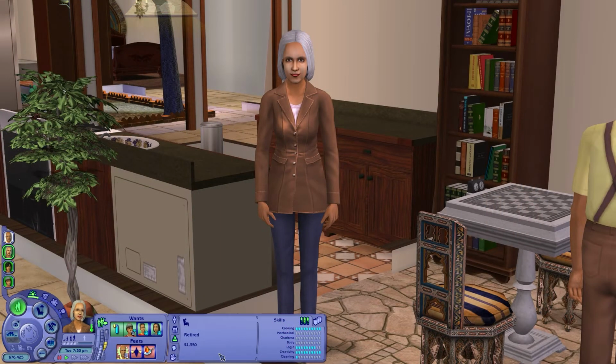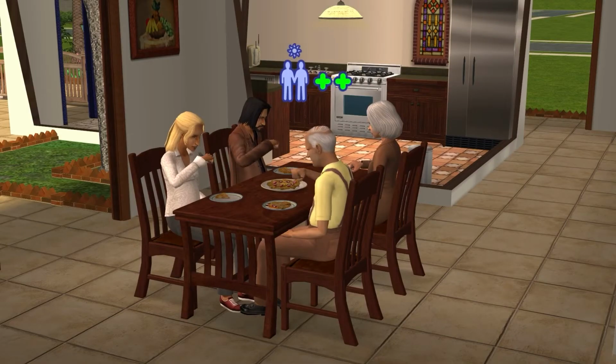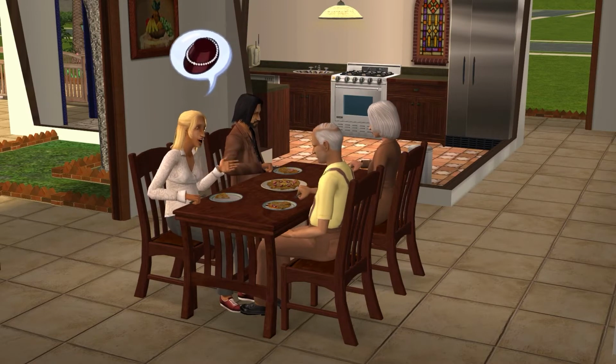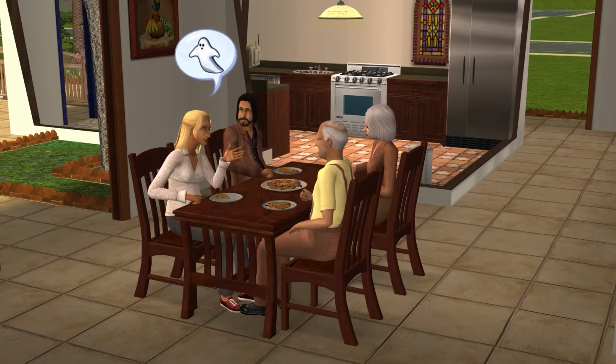Isabella has 10 points in cooking, and her bio emphasizes her cooking skills. "Isabella's culinary talents have long been the cornerstone of the Monty clan, but will her secret recipe for the perfect baked Alaska heal old family wounds?" So unlike Patrizio, Isabella is a proper chef. I've mentioned this before, but the whole Monty clan has many members in the culinary field, and I think that's an integral part of the aesthetic Maxis was going for with the Montys.